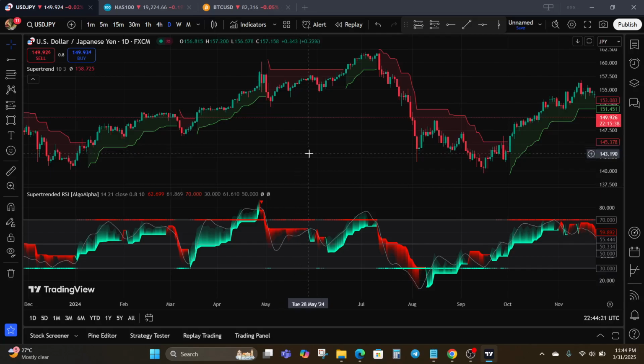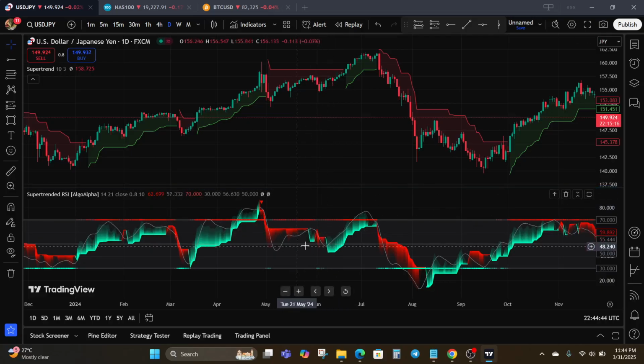So basically, when the SuperTrend line turns green, it indicates an uptrend and signals a potential buying opportunity. When it turns red, it suggests a downtrend and a possible selling point. But relying on just one indicator is not enough, and that is where the SuperTrended RSI comes in.